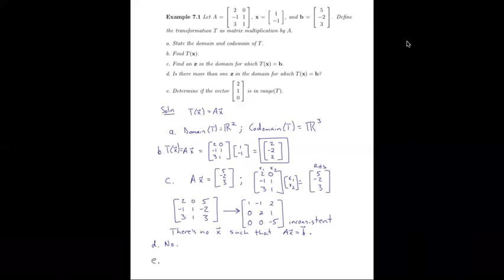So part E, determine if the vector 2, 1, 0 is in the range of T. Okay, this is hardly different than what we did for part C, right? They're just asking it in a different way. If the vector 2, 1, 0 is in the range of T, what they're really asking is, is there an X in R2, an element of R2, such that A of X is equal to the vector that they give us here, and that's 2, 1, 0.